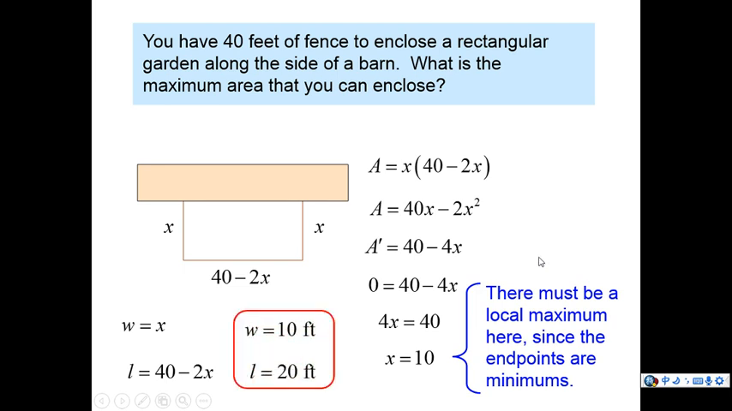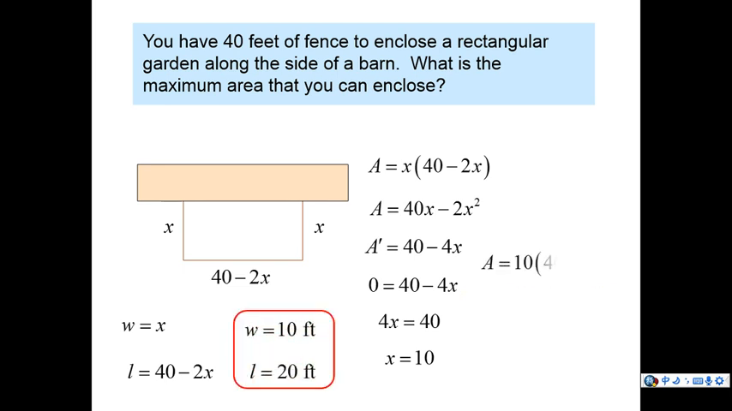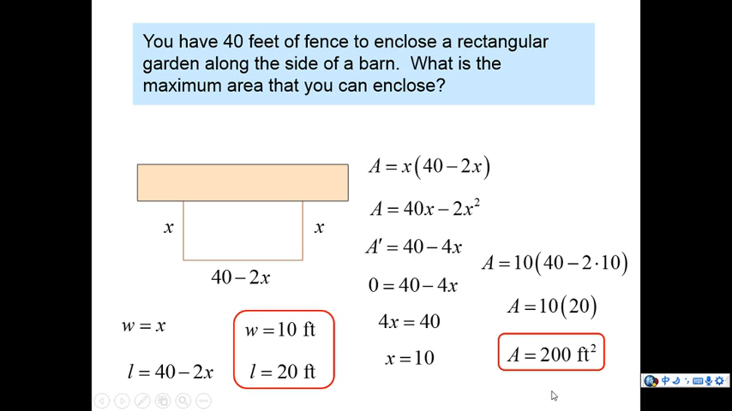So we find the length, and then we find the width. So the way to find the area, we just plug in the width and the length, all the way back here. So we got 10 times 20, which is 200 square feet.